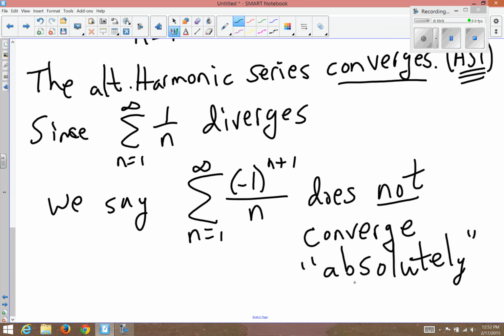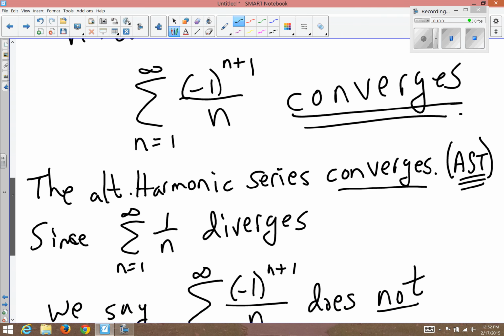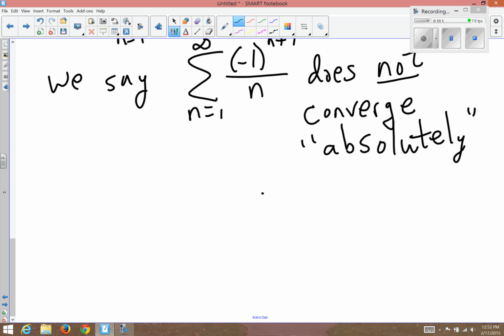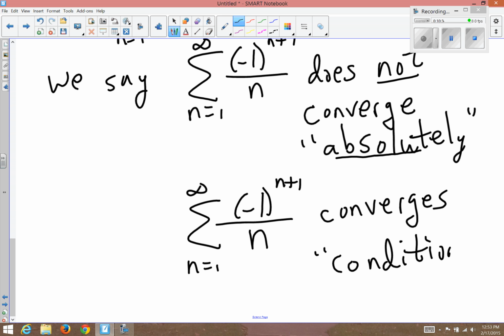When a series does not converge absolutely, but it does converge, we say that it converges conditionally. The alternating harmonic series does not converge absolutely, but it does converge. We're going to say it converges conditionally. So think of it as converging under the condition that you keep the signs alternating.